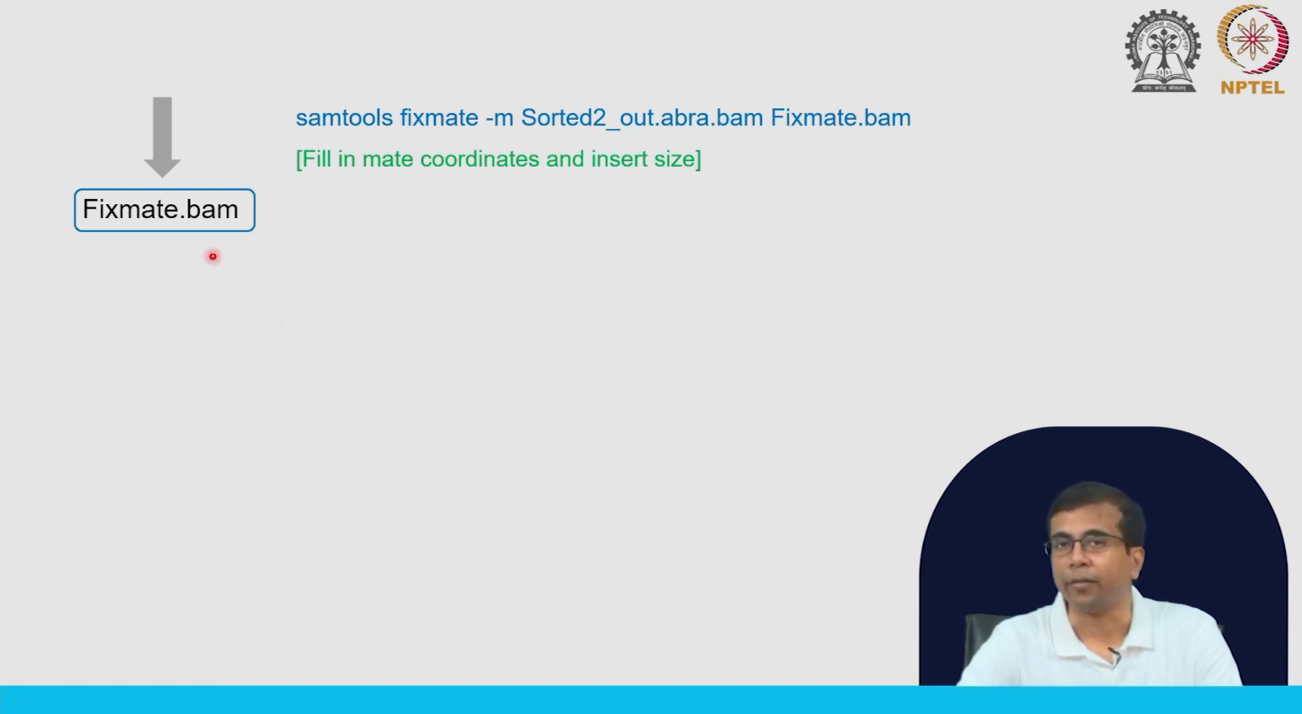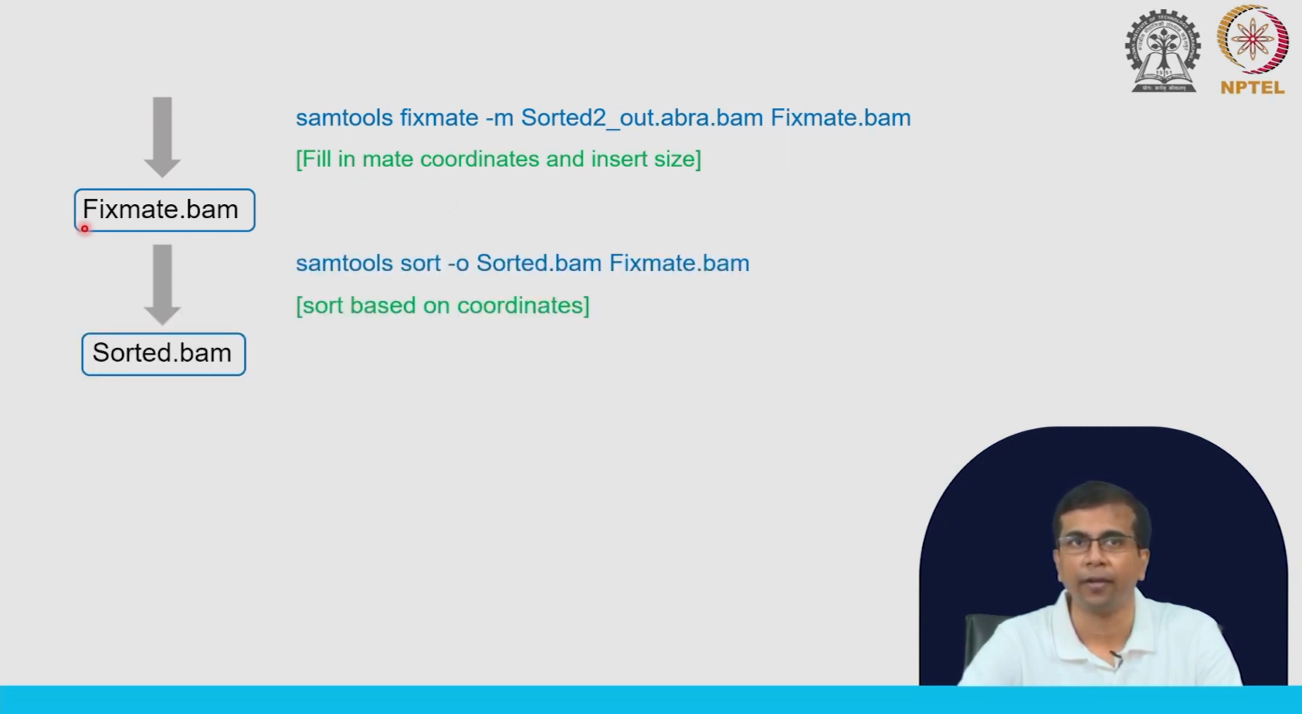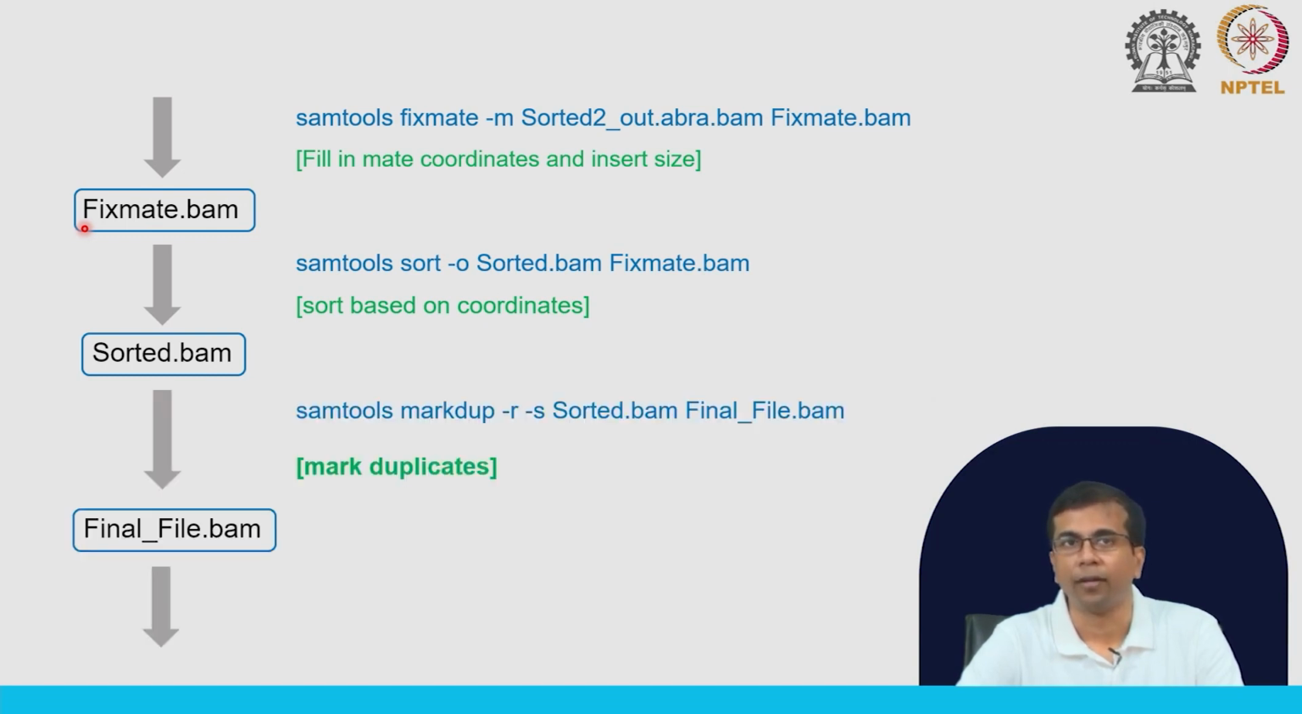So, the next step is actually using something called SamTools fixmate. This will fill in mate coordinates and also fill the insert size, and we created this file called fixmate.bam. And then again we sorted after we have marked the mates. So, we then sort by the coordinates, default sorting, SamTools sort, and we created this sorted.bam.